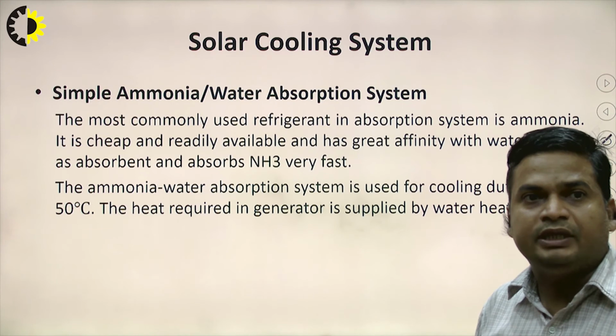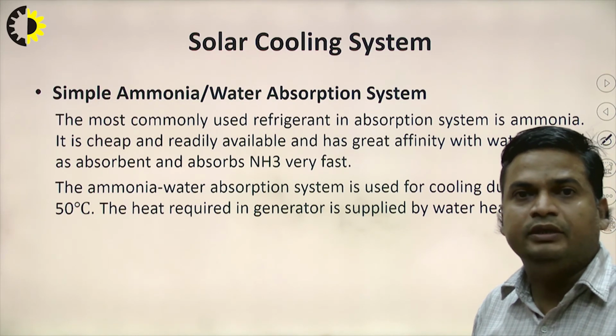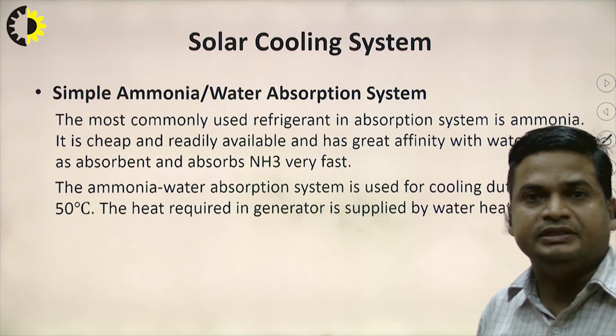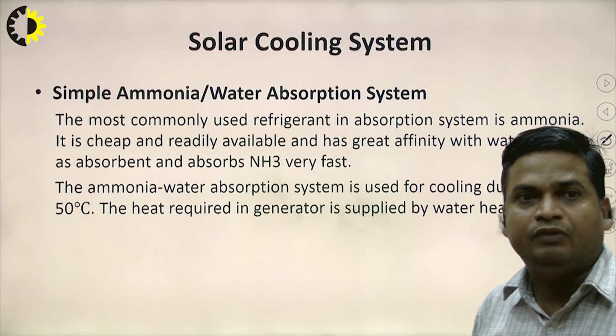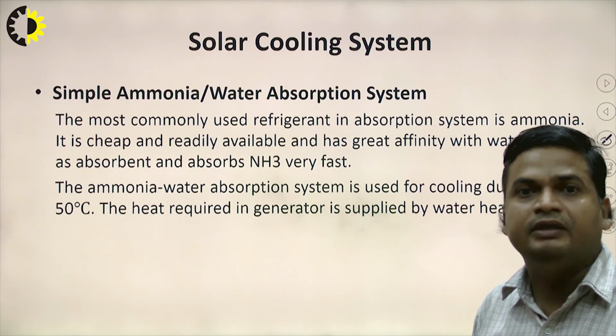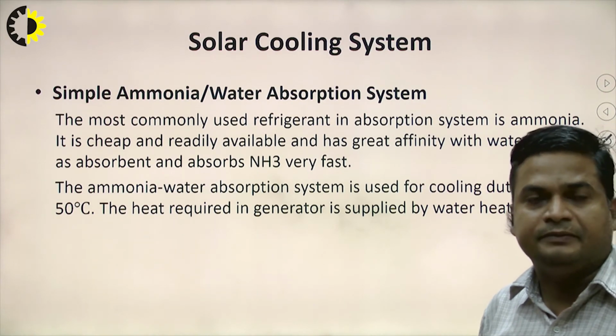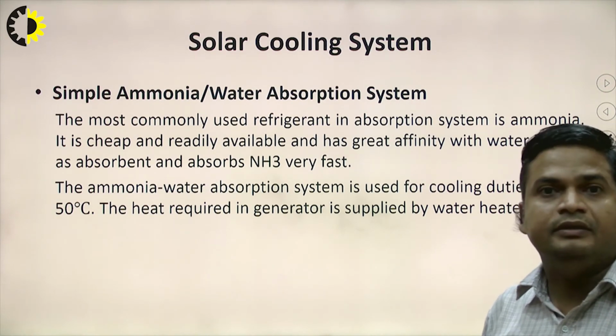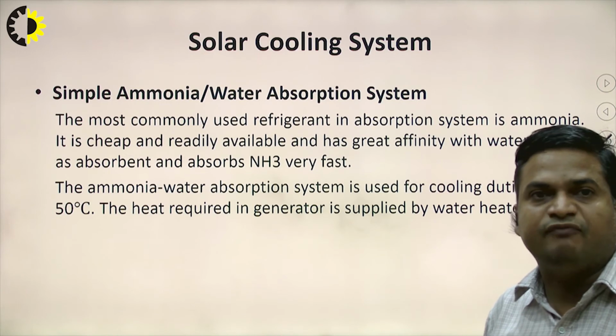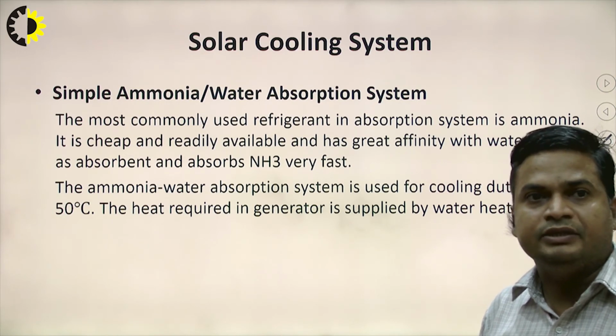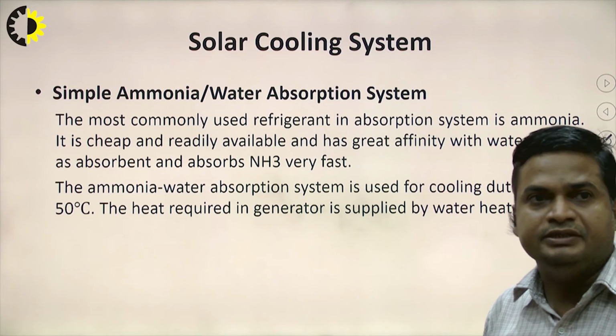The ammonia water absorption system is used for cooling duties up to -50 degrees Celsius. The heat required in the generator is supplied by water heated in the FPC, that is, the flat plate collector. So we are using the flat plate collector to increase the temperature in the generator.